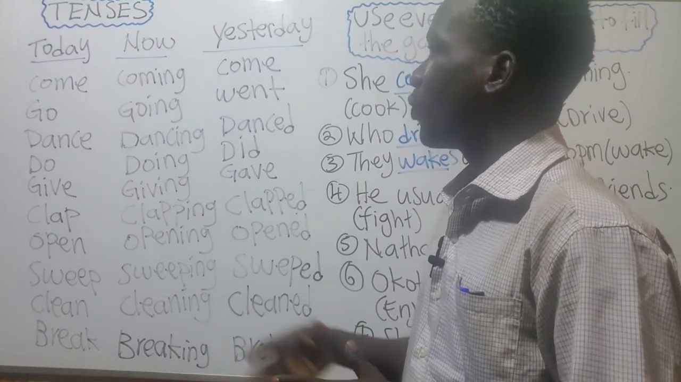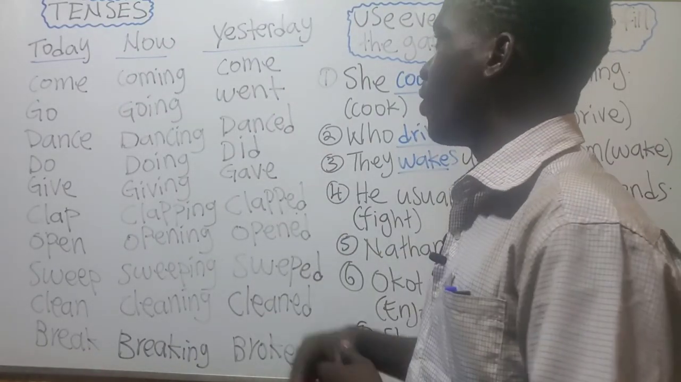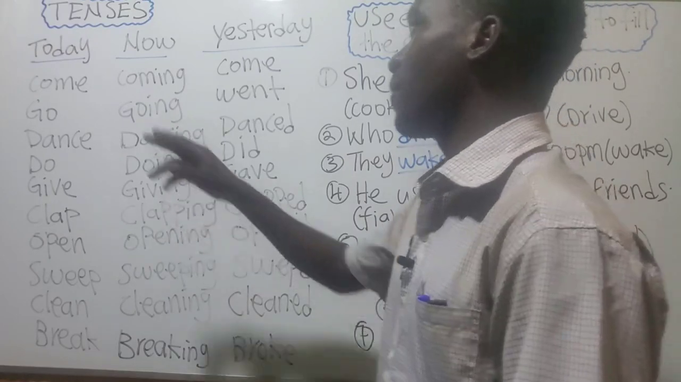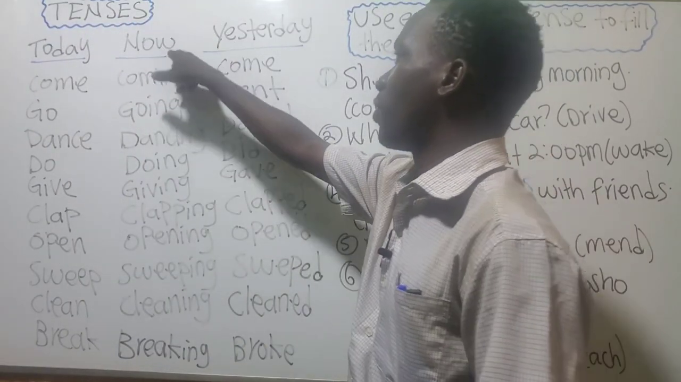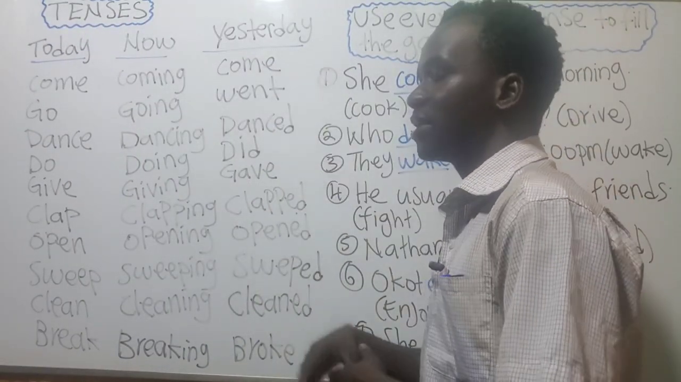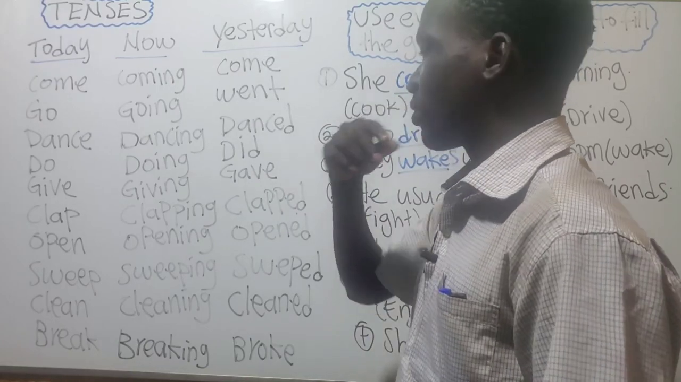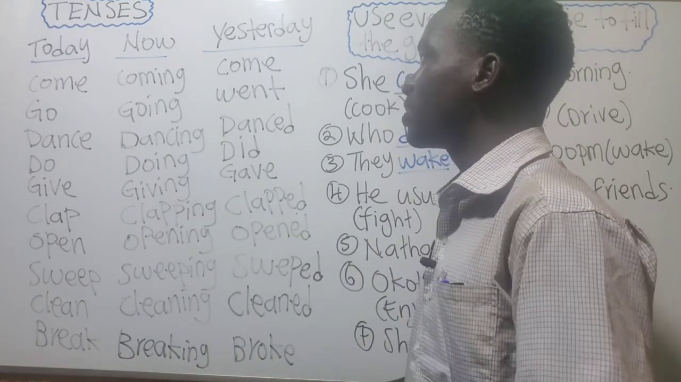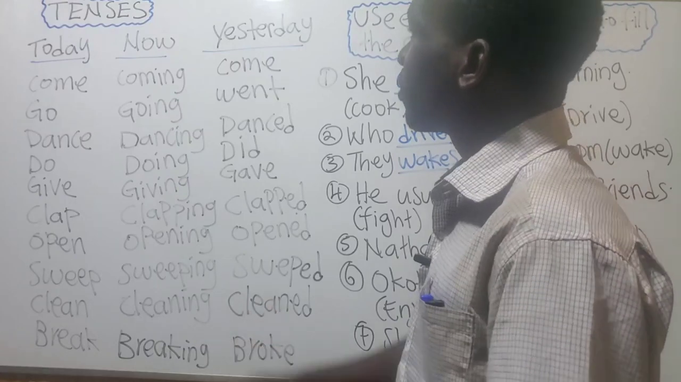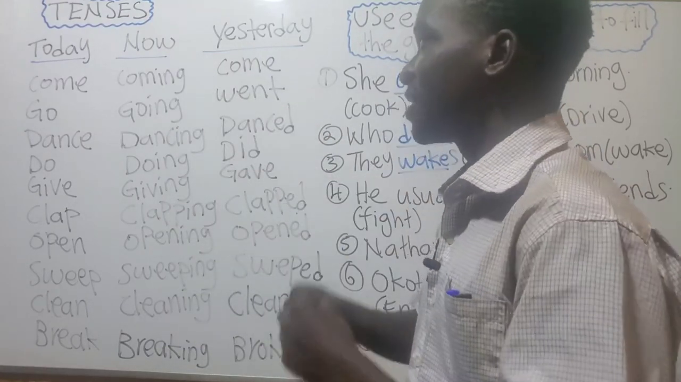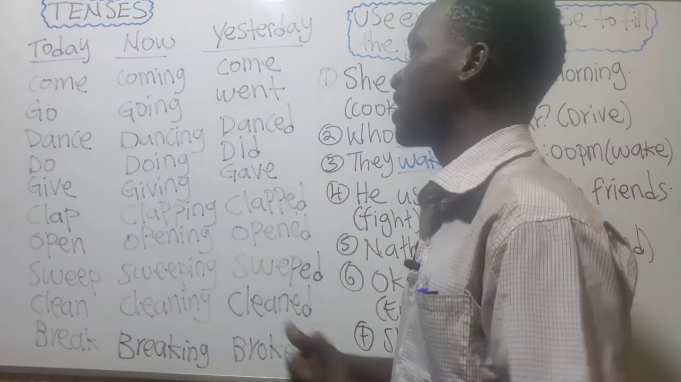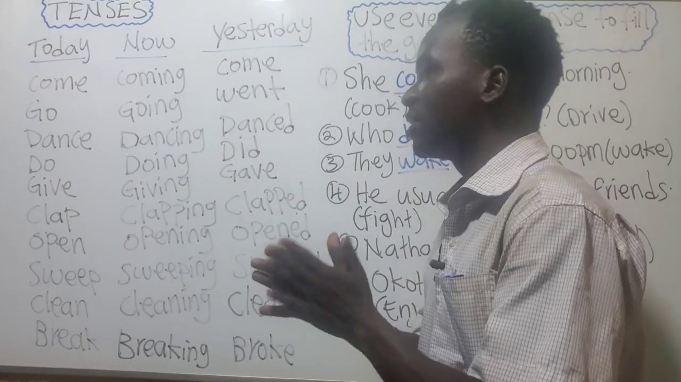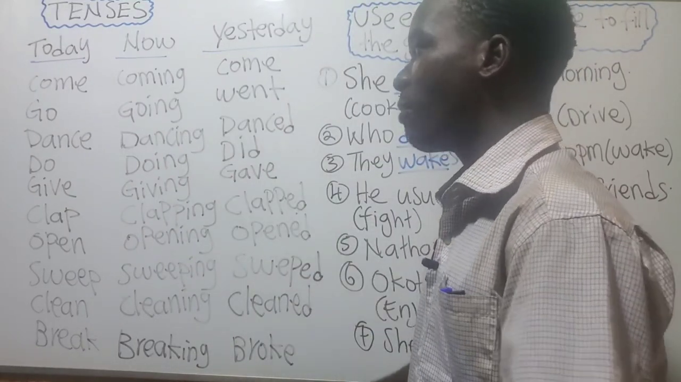So we have today, now, and yesterday, okay? Also on the other side, you can say present simple, present continuous, and then past. Yesterday is about something that happened in a past moment. You can also call this one present continuous, something which is happening now, okay? And then today, something that happened today, not happening now, but happened today.